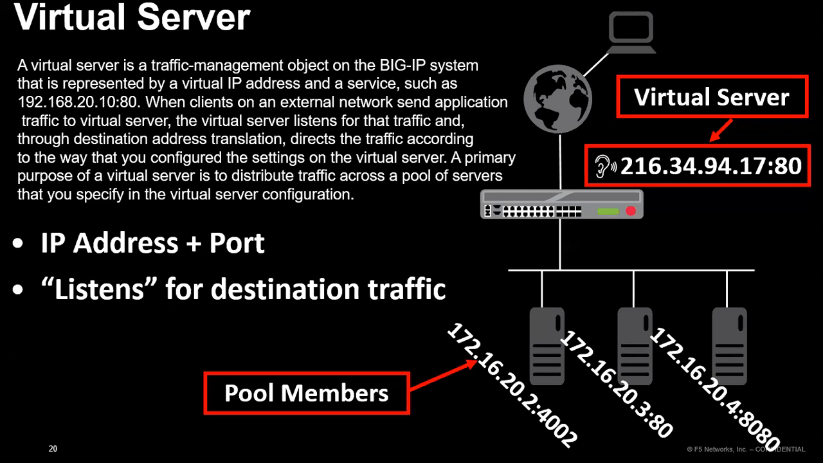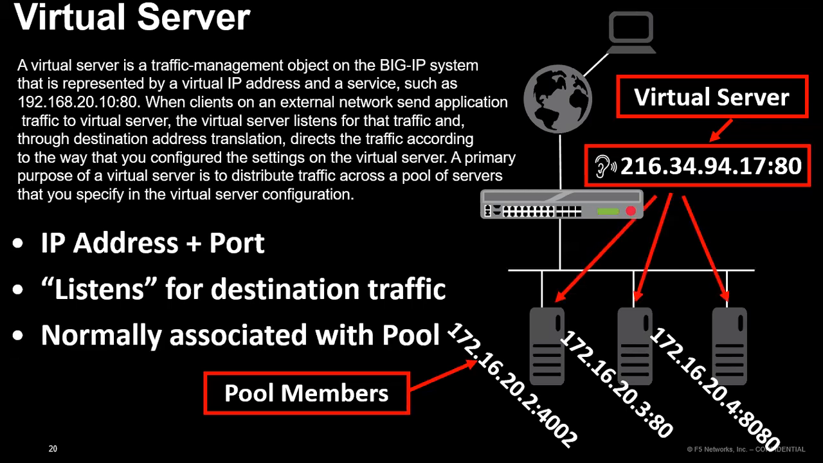If you are running a service on an HTTP application, that's port 80. That means the virtual server will have an IP address with the port of the service that you're trying to run, which is HTTP traffic, port 80. So when users try to access this virtual server on F5, the virtual server is the one that will distribute that traffic to the pool members behind the F5, based on the request that you're making over the internet or externally.